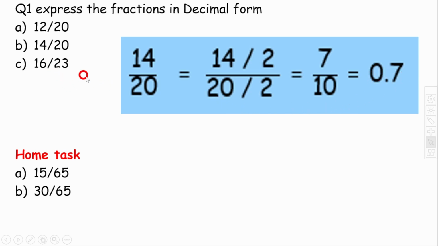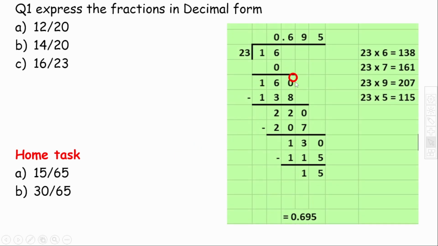We have 16 divided by 23. How do we solve that? We use the long division method. We can see 16 and 23 have no factor in common. There's no way we can cut 16 down into anything smaller. So what do we do? Let's try to use our long division to get the result we want.